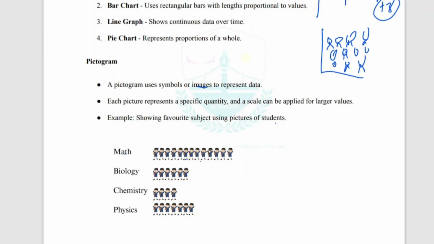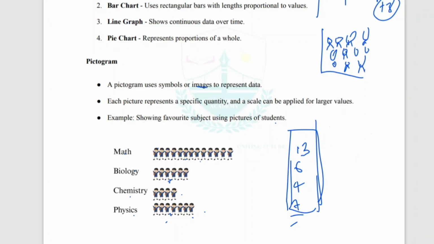So this is math 13, biology, how many? There are 6. Chemistry, there are 4. And then physics, how many are they? They are 7. Okay. So you can see how we represented the information that we had. We had our math as 13, and then in biology it was 6, and then chemistry is 4, and then this is 7. So you see how we have represented this information using what we call a pictogram.